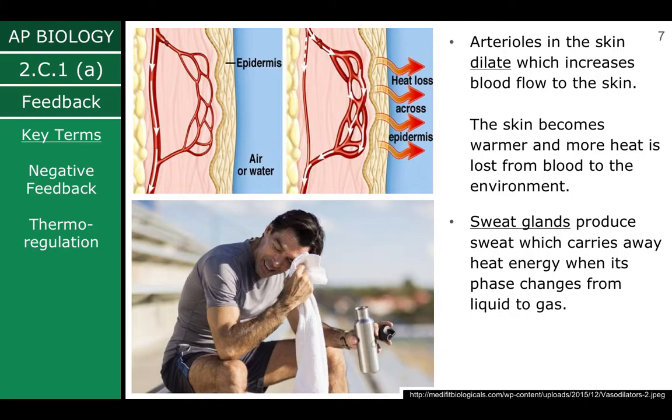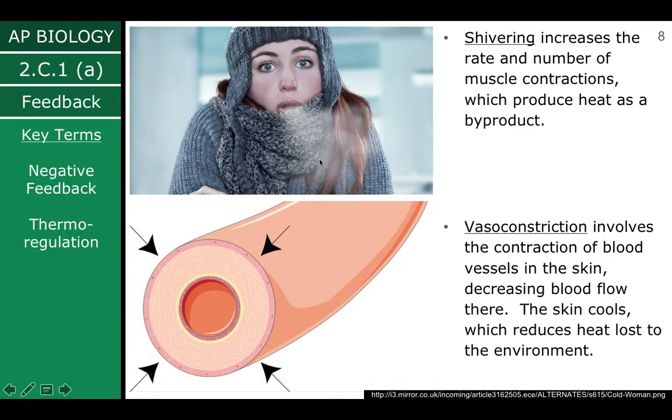So how does it actually accomplish this? So here's one mechanism if we are too warm. The first thing that can occur is that arterioles in the skin dilate, which increases the blood flow to the skin. The skin becomes warmer and more heat is then able to be lost from blood to the environment. Another thing that we can do is our sweat glands produce sweat, which carries away heat energy when it changes from liquid to gas. So this is how we would reduce our body temperature.